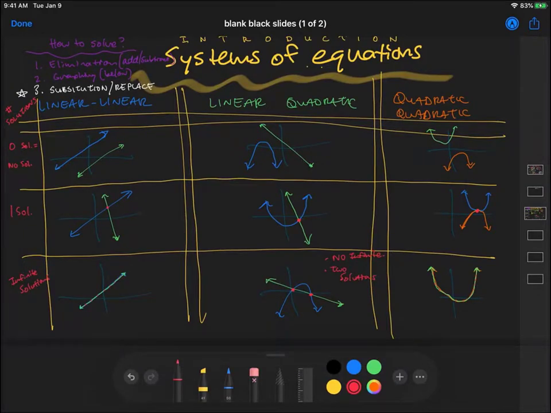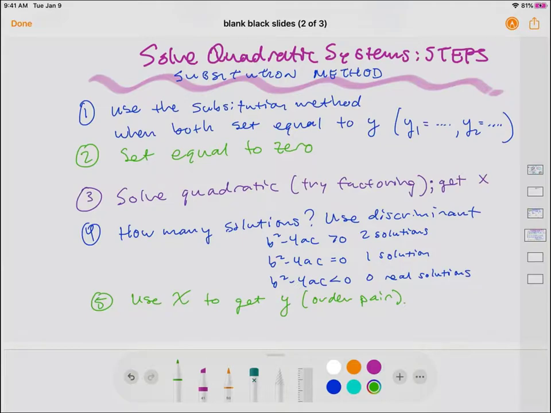Hey guys, I wanted to go over some steps of solving quadratic systems using the substitution method. Number one, use the substitution method when they're both set equal to y. So you might get an equation like y equals x squared minus 1 and y equals x plus 1. You notice that both of those are set equal to y.